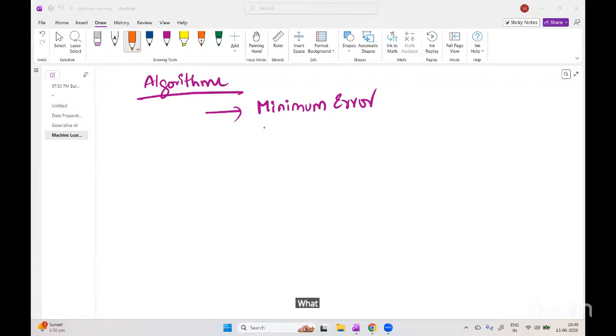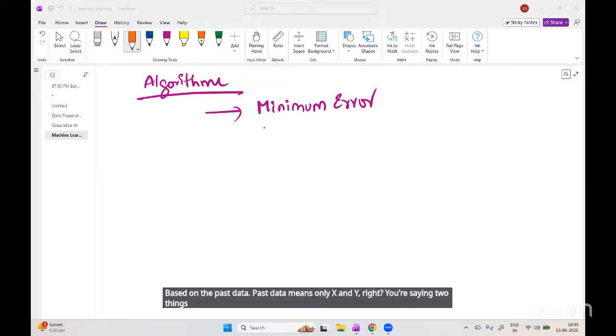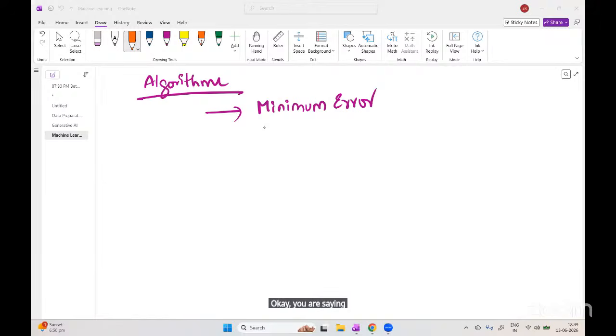What if we don't give X and Y and just ask it to predict the future values based on the past data? Past data means only X and Y, right? You're saying two things, Shiva Krishna. In your question, what you have written is, what if they don't give X and Y? Okay, you are saying X and Y were not given. X and Y not given means data is not given at all. Right? Is the point clear?